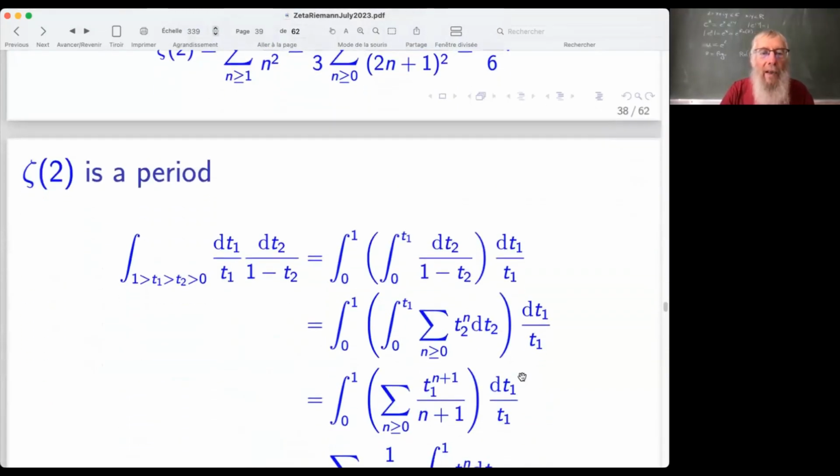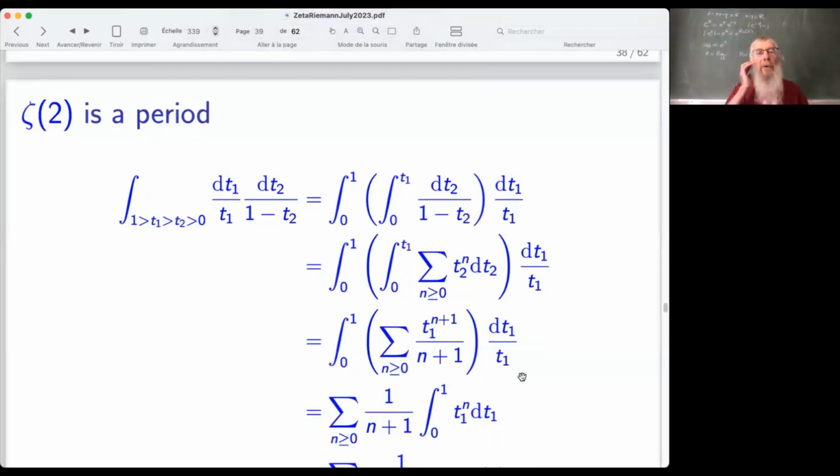I would like to say something again about zeta of 2, which is that zeta of 2 is a period. What is a period? I will not say too much about periods, but it's just that the zeta of 2 can be written as an integral of a domain which is defined by inequalities involving just rational numbers. So we integrate some function, which is a rational function, 1 over t1 times 1 over 1 minus t2. It's a rational function with rational coefficients. And zeta of 2 can be written as this integral.